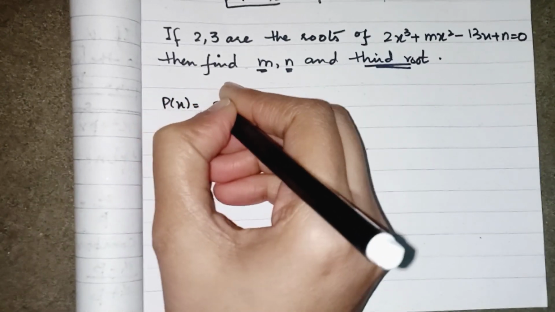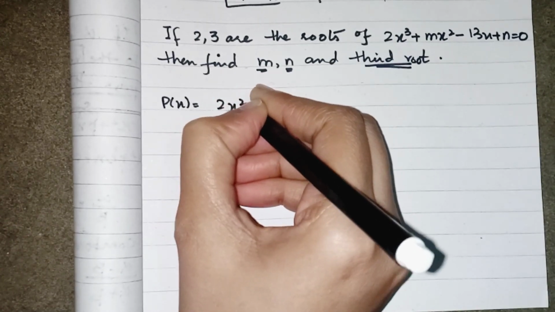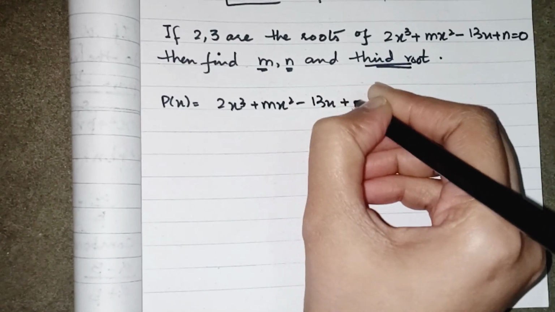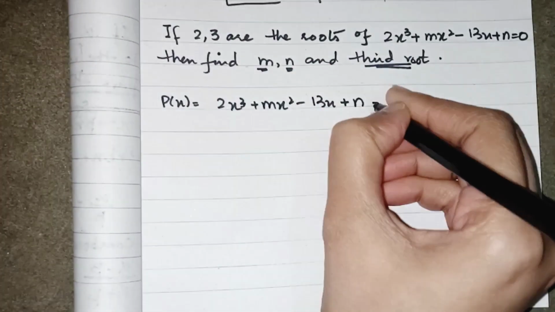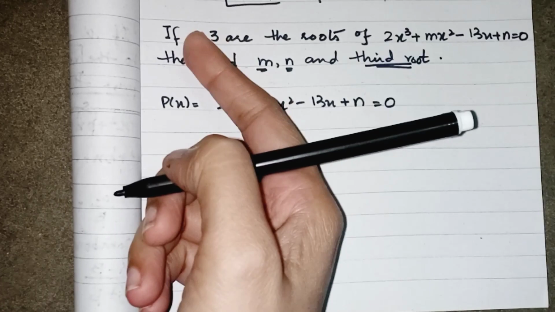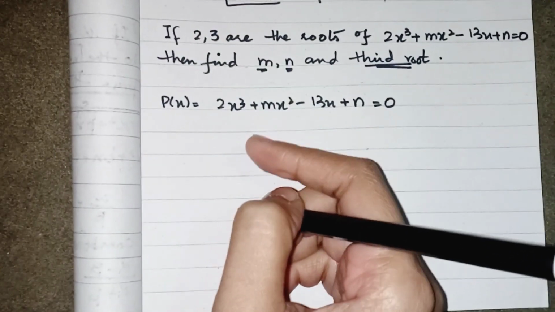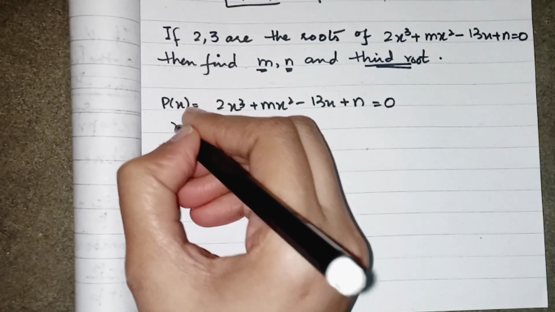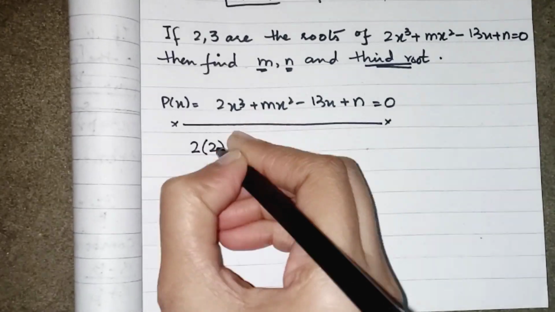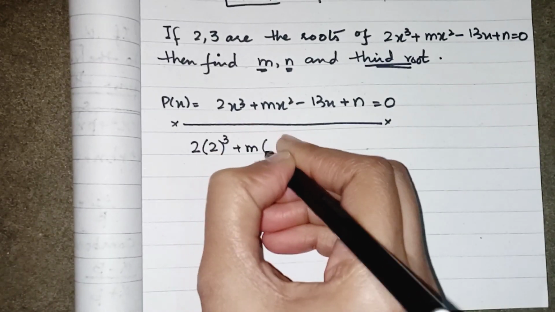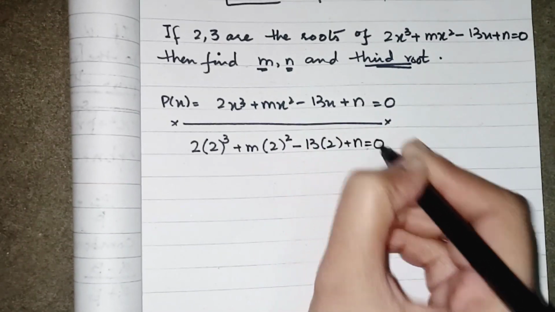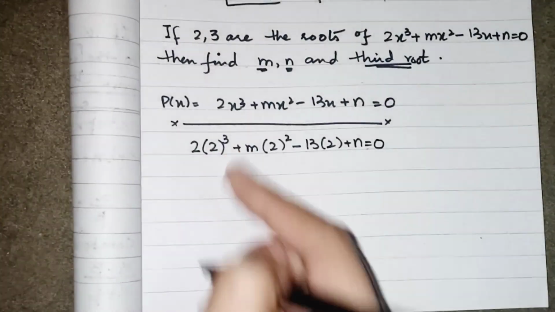P of x is equal to 2x cubed plus mx square minus 13x plus n equals 0. So in place of this x, one time we will write 2 and one time we will write 3, so we get our answer. With x equal to 2: 2 cube plus m times 2 square minus 13 times 2 plus n equals 0. So what equation will we get?